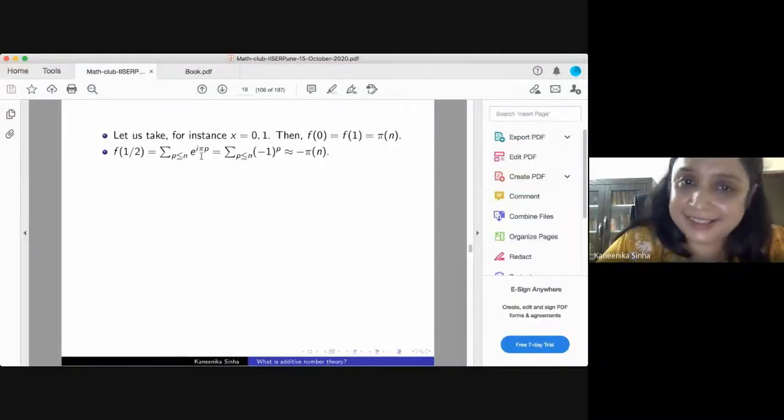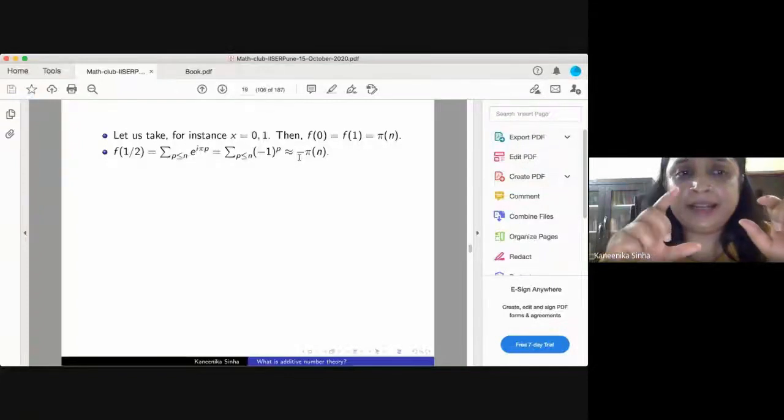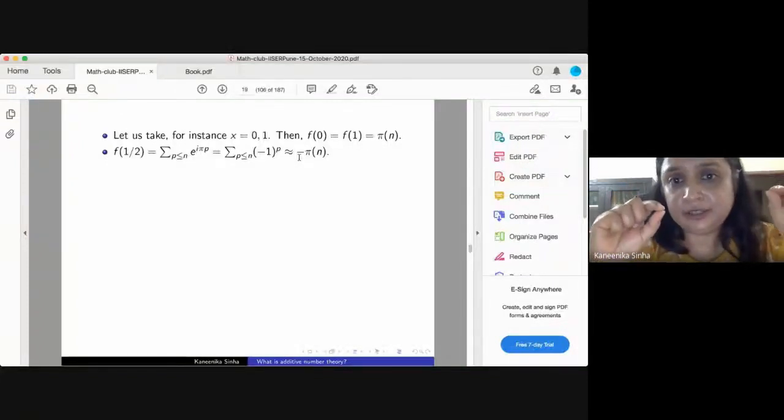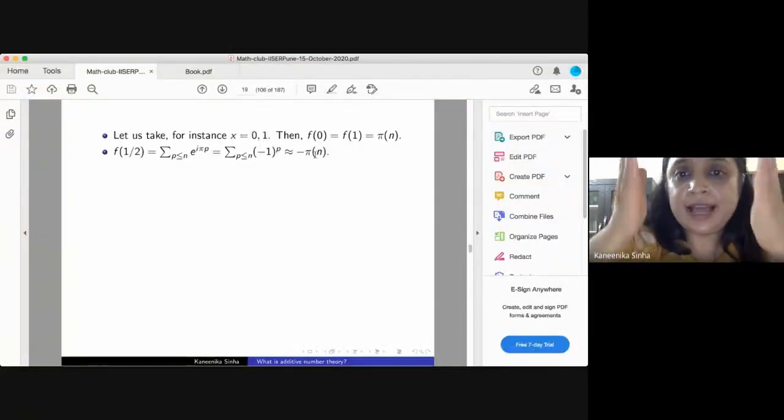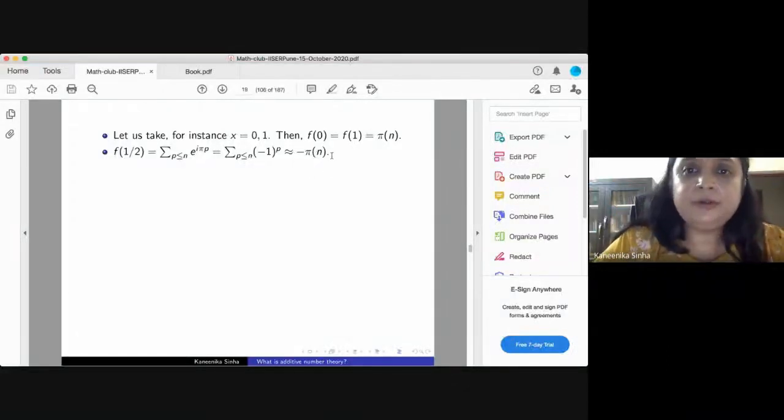But e to the i pi, we know by a theorem of Euler, is just minus 1. And you have minus 1 raised to the p. Since almost all the primes are odd numbers, this is giving you something very close to minus pi of n. We don't have to worry so much about the signs because we are just trying to understand the size of these functions. We are more keen on the absolute values. So the absolute value of f of half is of the order of pi of n.